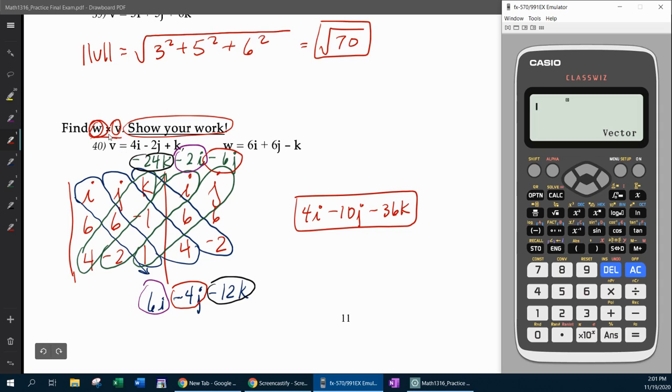And now we want the cross product. So back to option, vector A, cross is the times button, cross product, option vector B. And so this should be W cross V, and it gives the coefficients of i, j, and k going down. So 4i minus 10j minus 36k, and the calculator will verify that for you.